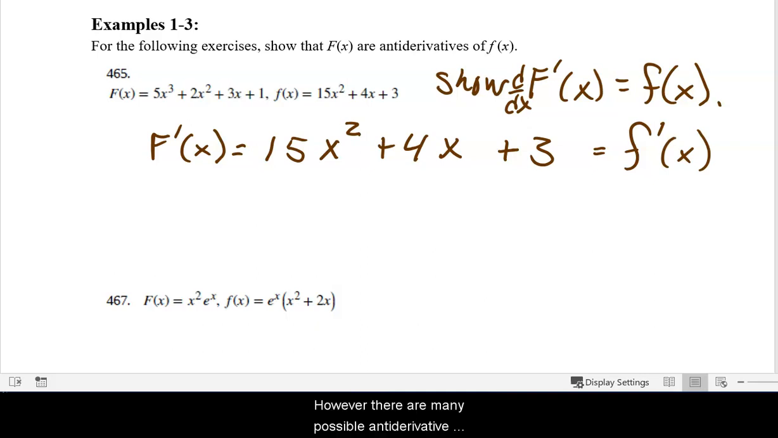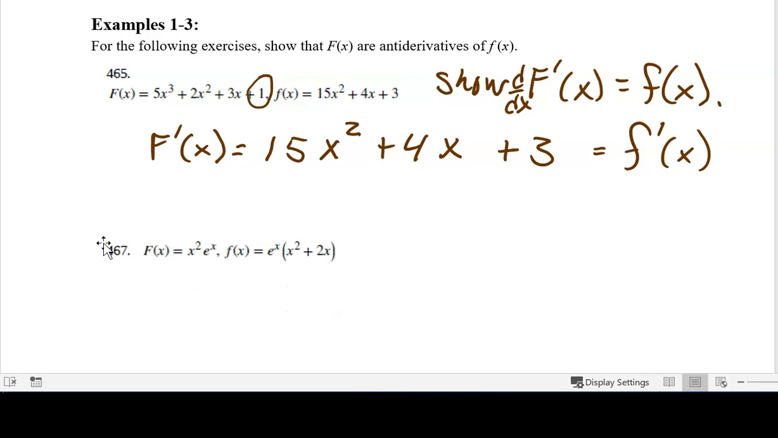However, there are many possible antiderivative functions for this. In fact, I could take any function that looks like F of x, but change the constant, and I will get exactly the same derivative, which means all of those functions are also antiderivatives of lowercase f of x. Now let's look at the next example, which is problem 467 out of your textbook.